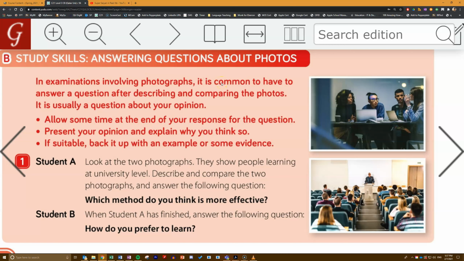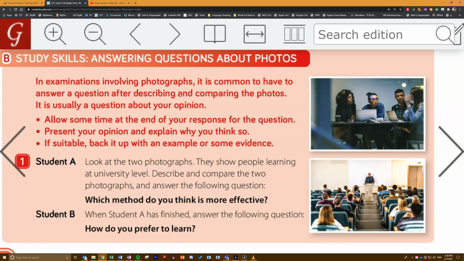Make sure you give some time at the end of your response to answer the question. Make sure you give your opinion and explain why you think this is the answer for you. And if it's suitable, if it's a good thing to do for that question, give some example or some evidence to support your opinion.